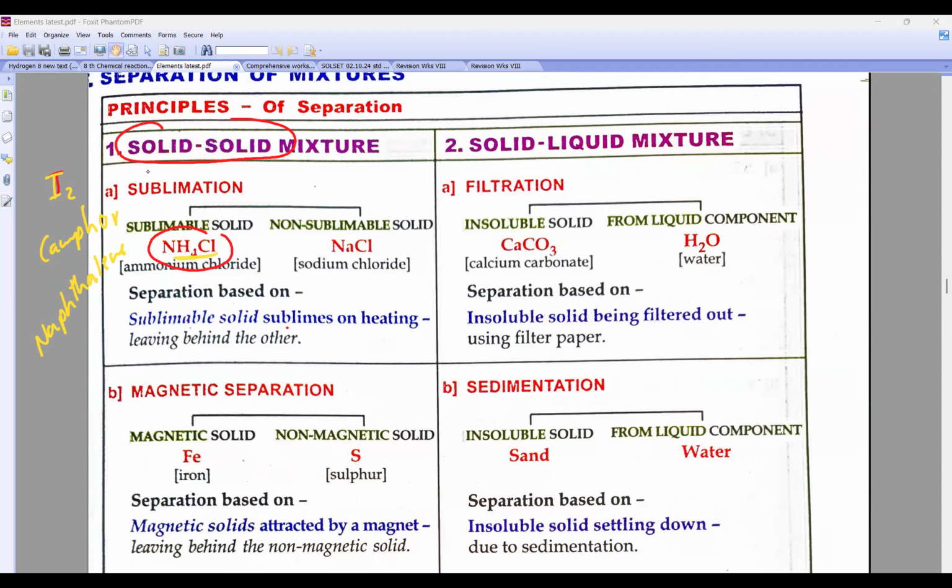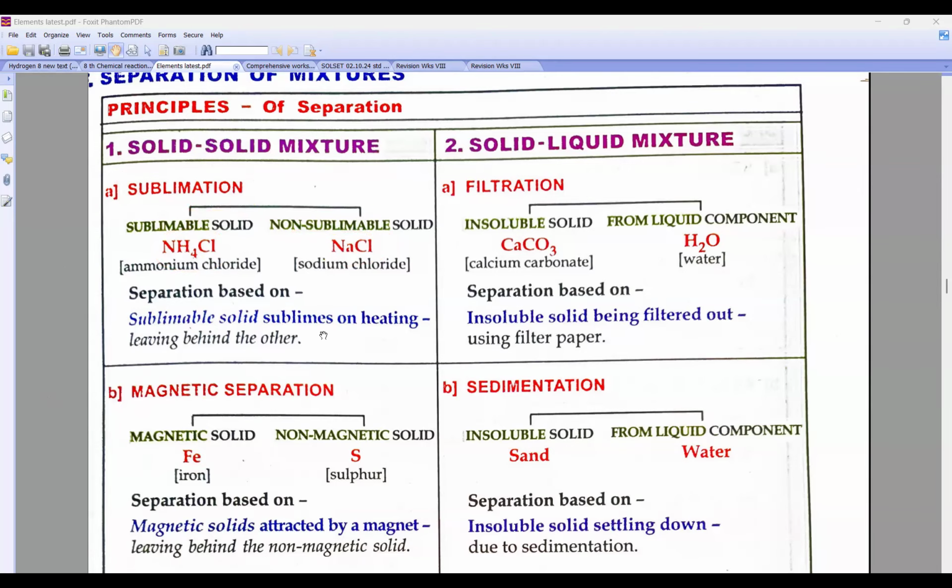Now in sublimation, when will we use sublimation? When one substance is sublimatory and another substance is what, beta? Non-sublimatory. So salt is not sublimatory, right beta? Ammonium chloride is sublimatory. So which method are we going to use? Sublimation. We will heat it, this will form vapors, this will not form vapors.